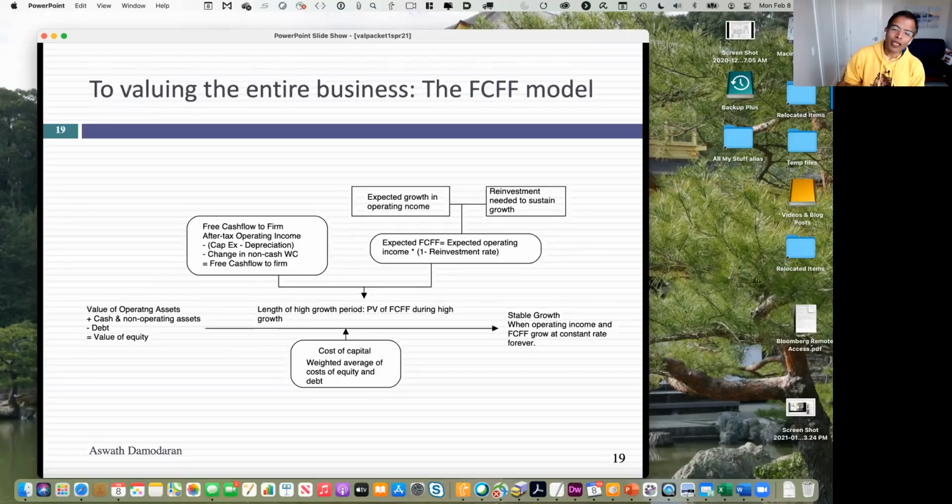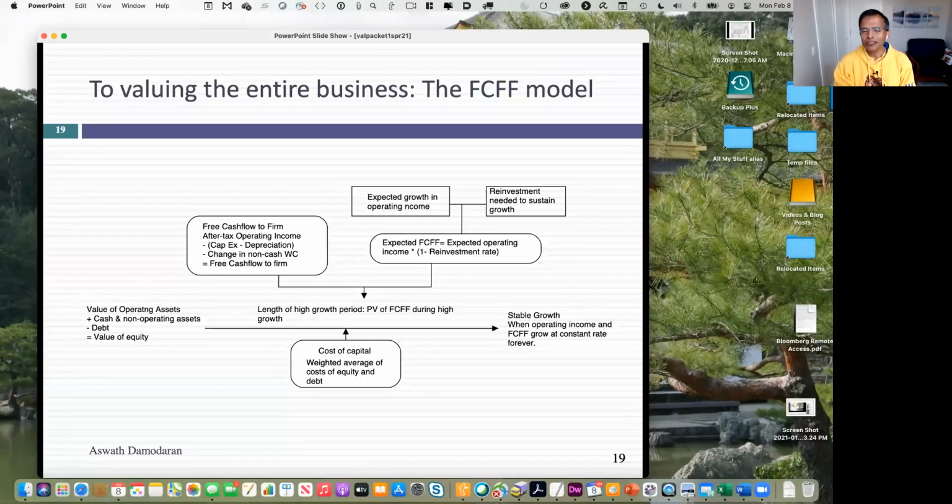And finally, if you look at free cash flow to the firm models, the big shift is debt is now part of the game. Debt holders are no longer outsiders, they're insiders. They supply capital, they get cash flows. The collective cash flow, cash flow to the firm, gets discounted back at a collective discount rate, which is the cost of capital, to get the value of the business.